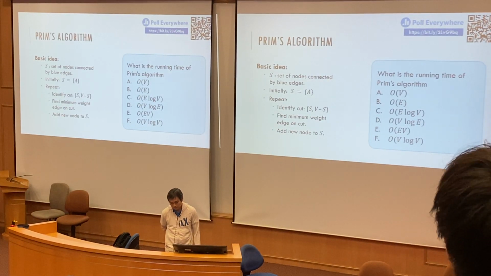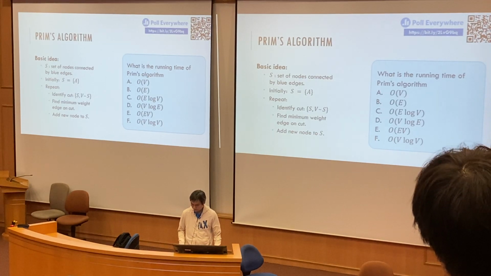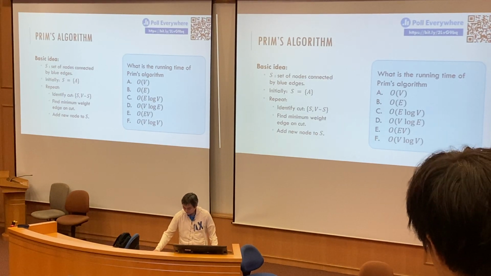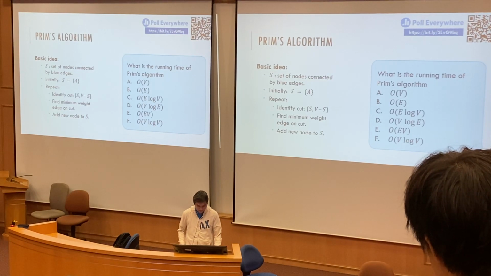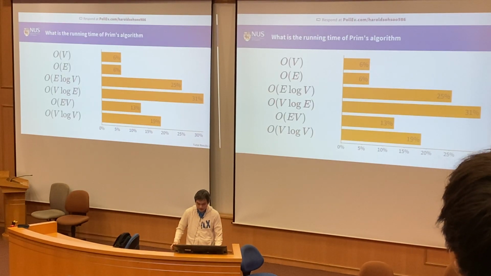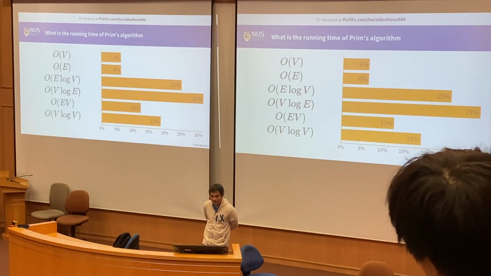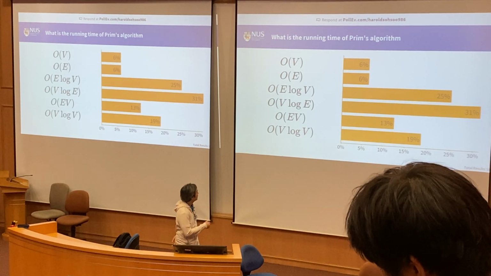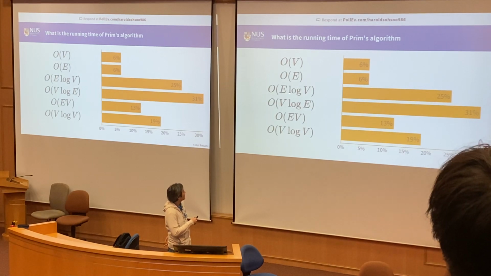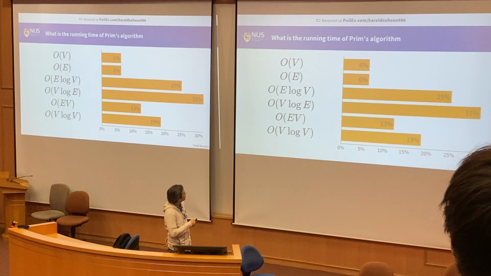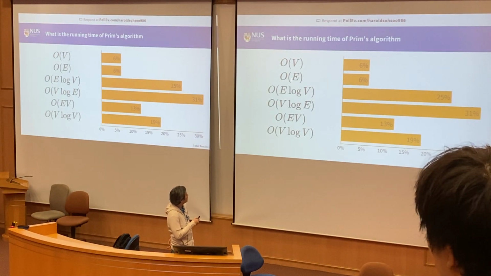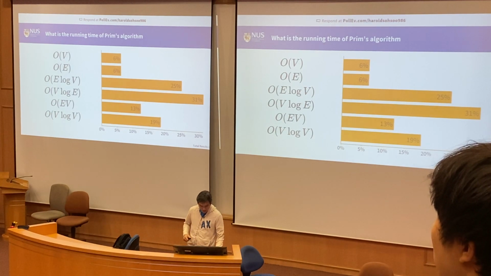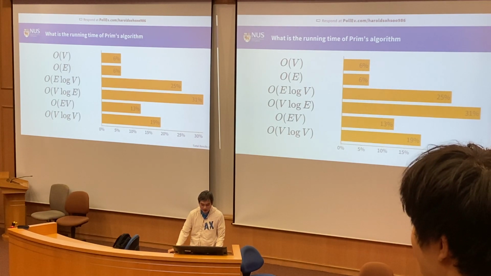V square. OV square. Okay, let's have a look. We have 16 responses so far. Seems quite across the board. The maximum is V log E. Some people say E log V, and a few people say E log E, EV, and so on. Okay? So let's look at the answer, guys.